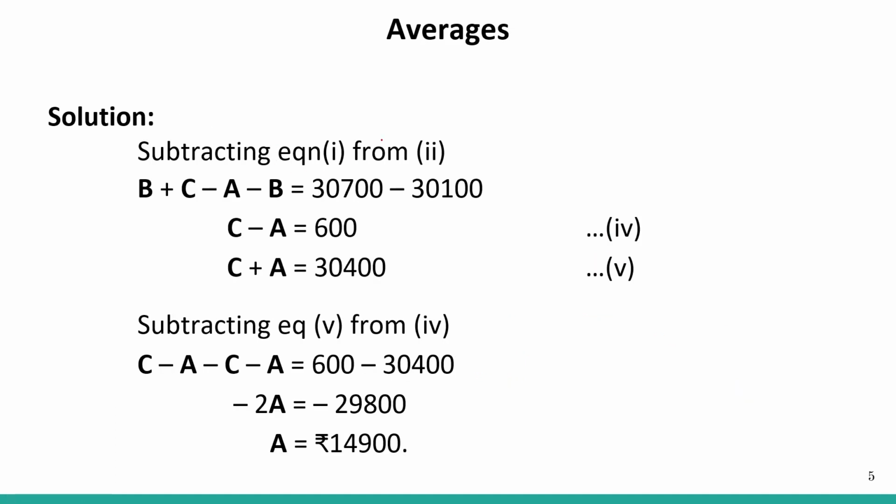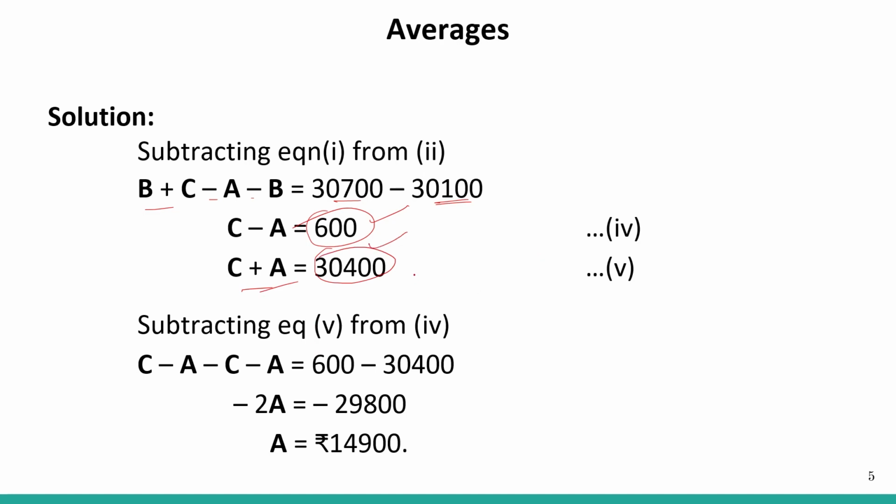So subtracting equation 1 from 2. B plus C, whole minus A plus B, is equal to B plus C minus A minus B, which is 30,700 minus 30,100. So C minus A is equal to 600 rupees. Okay, so C plus A is equal to 30,400, right?